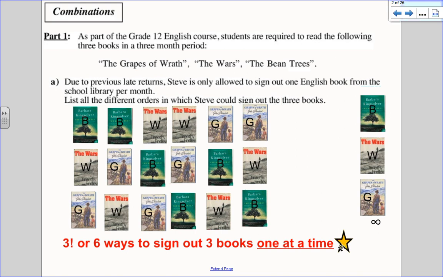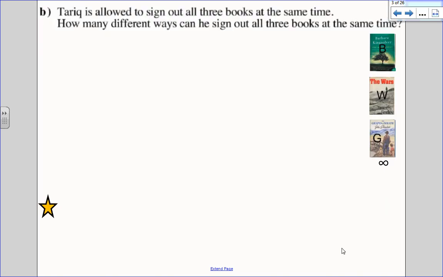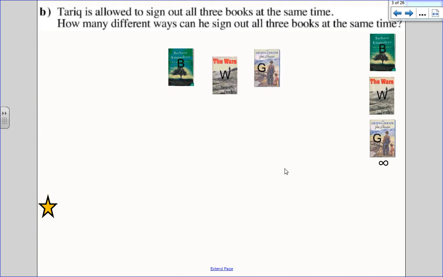Now let's compare doing them one at a time to Tariq. Tariq is allowed to sign out all 3 books at the same time. How many different ways can he sign out all 3 books? So he goes into the library and these are the 3 books he has. So he's signing them out all at the same time.